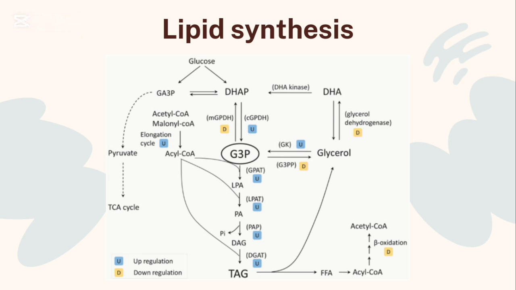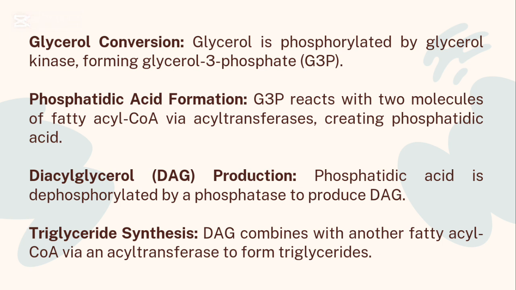Next is lipid synthesis. So for lipid synthesis, the chart shown illustrates how glycerol contributes to triglyceride formation. First is glycerol conversion. Glycerol is phosphorylated by glycerol kinase, forming glycerol 3-phosphate. Then phosphatidic acid formation. G3P reacts with two molecules of fatty acyl-CoA via acyltransferases, creating phosphatidic acid.